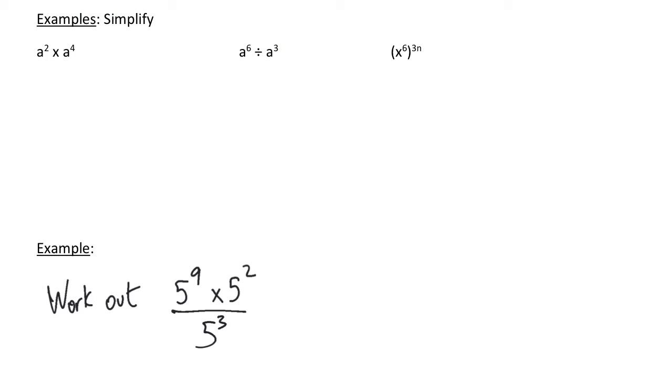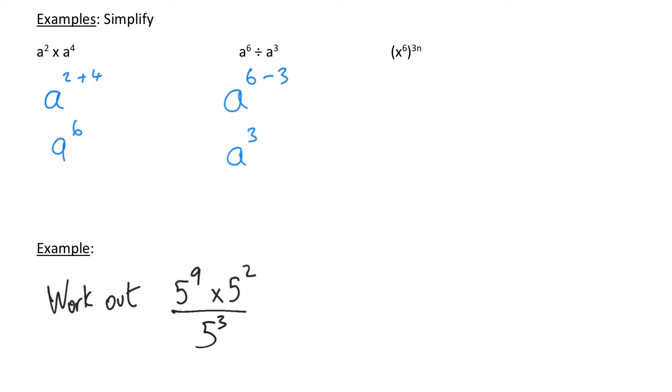So, examples. Simplify a squared times a to the power of 4. So that's going to be a to the power of 2 plus 4, which is a to the power of 6. Next, a to the power of 6 divided by a cubed. So that's going to be a to the power of 6 take away 3, which is a to the power of 3.